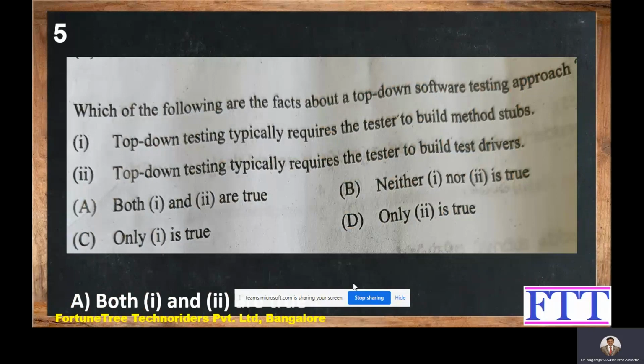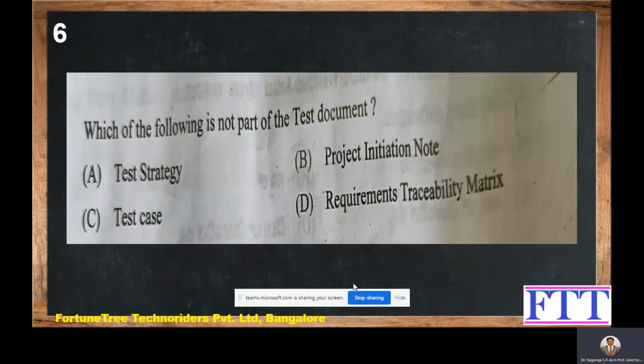Sixth one. Which of the following is not part of the test document? Option A, test strategy. Option B, project initiation note. Option C, test case. Option D, requirement traceability matrix. So the right answer is option B, project initiation note.